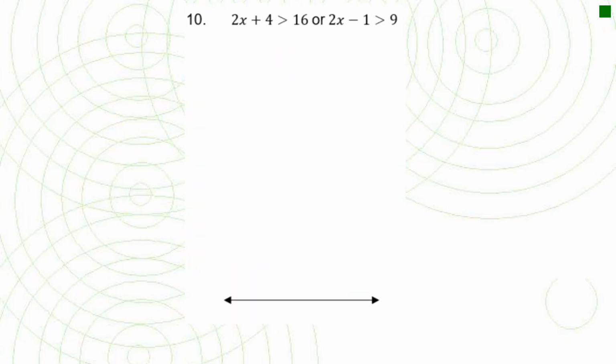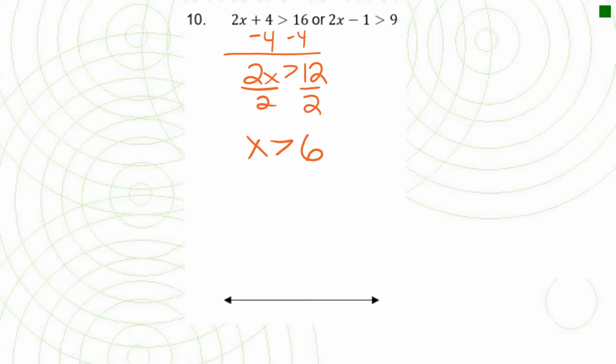All right, moving on to number 10. I have 2x plus 4 is greater than 16, or 2x minus 1 is greater than 9. So again, I'm going to start by solving each of my inequalities. For the one on the left, 2x plus 4 is greater than 16, I begin by subtracting 4 from each side. So I get 2x is greater than 12. Divide both sides by 2. I get x is greater than 6.